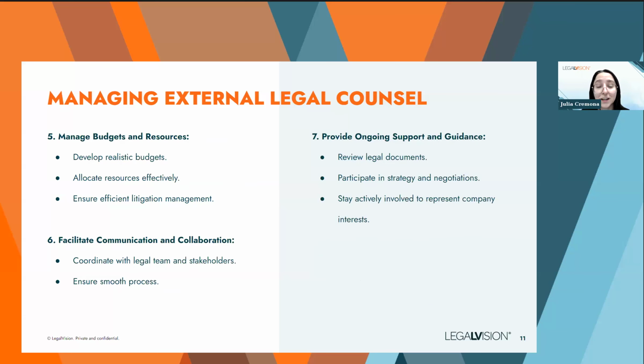Another important point, and a very sore spot for a lot of organisations, is managing budgets and resources. As we know, litigation is a very costly and time-consuming process, and in-house lawyers really have an important role in managing those costs, the budgets and the resources. So, for example, if it's a very complex type of dispute, it can be in court for 2 to 3 years, and the costs can very quickly explode depending on what happens in the proceedings.